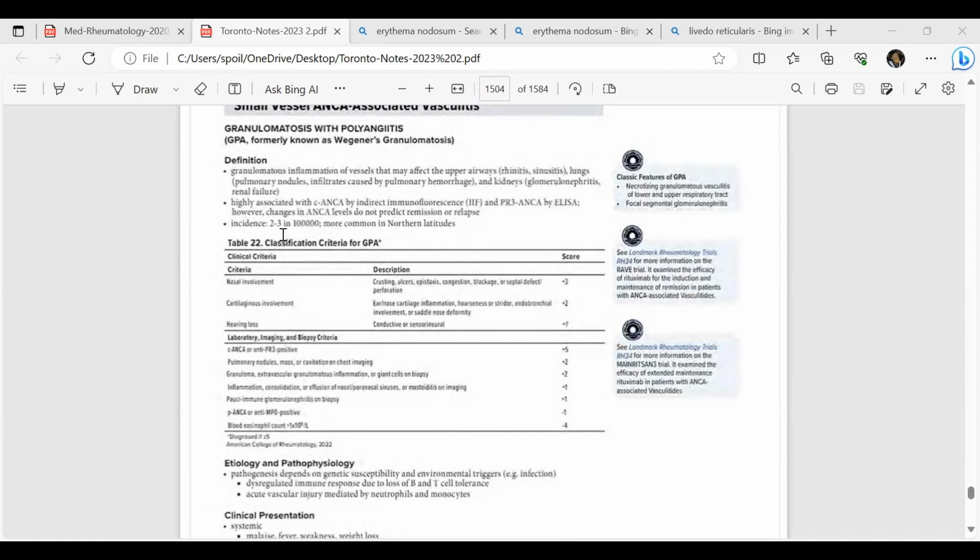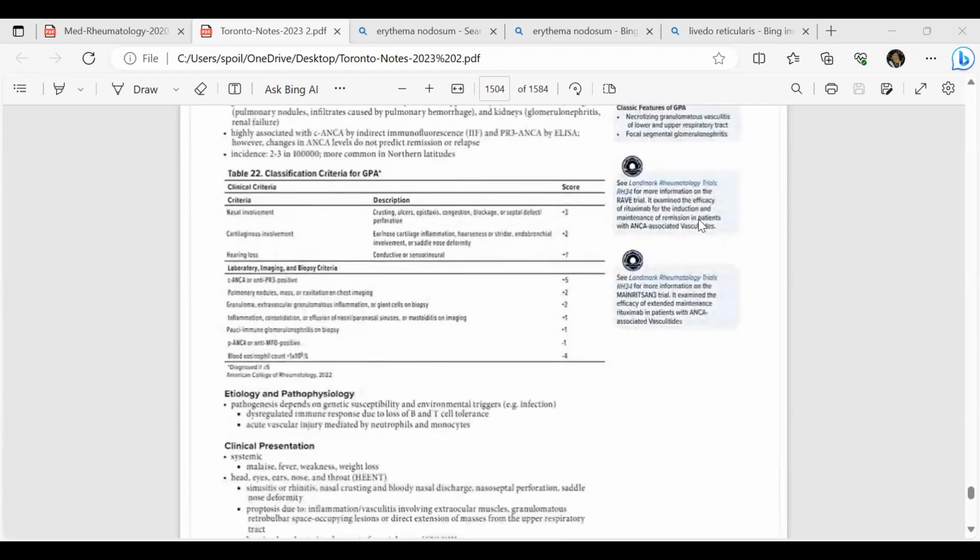Incidence is 2 to 3 in 1 lakh, more common in northern latitudes. Clinical features of GPA: necrotizing granulomatous vasculitis of the lower and upper respiratory tract, and focal segmental glomerulonephritis.